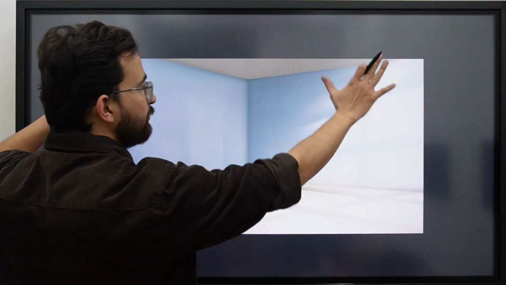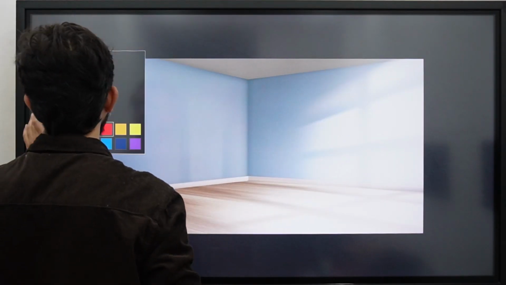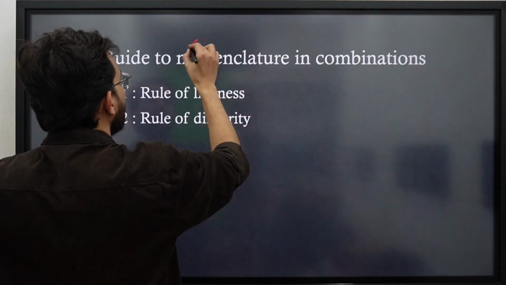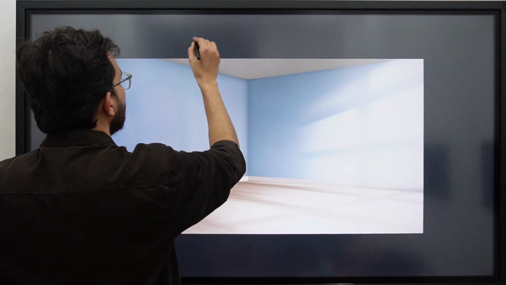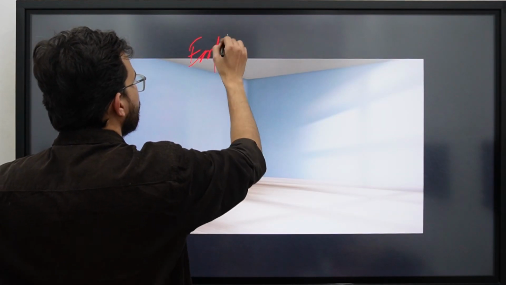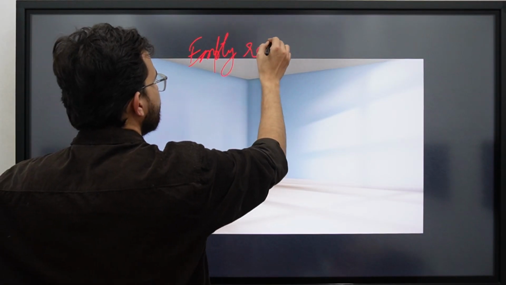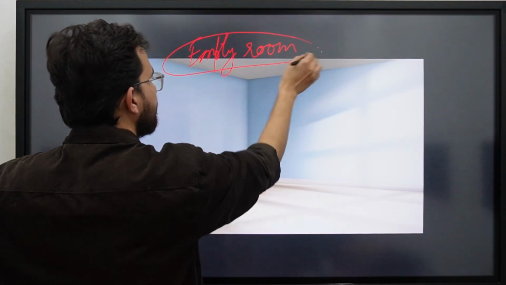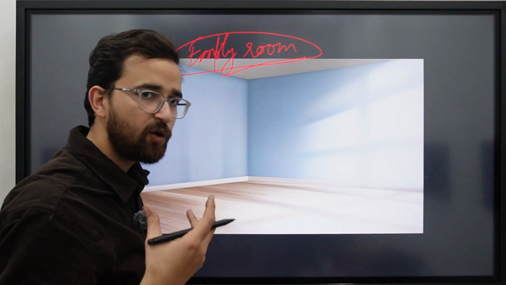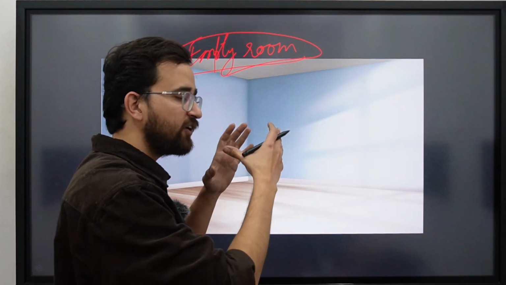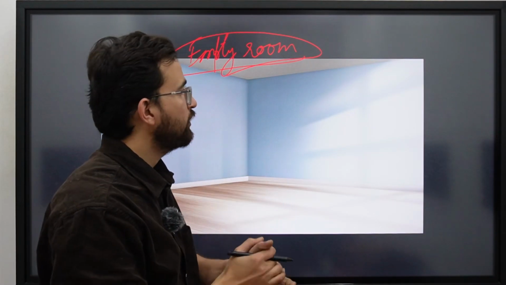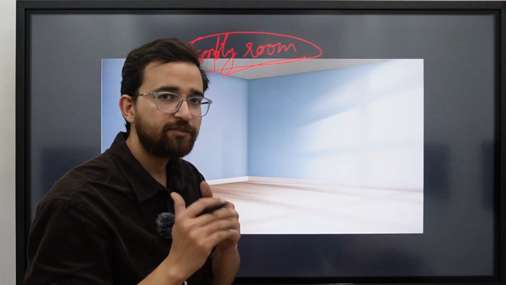Now this is an empty room. Why do I have this image? This is the image of an empty room. A lot of crystallography is imagination. You have to imagine a lot of things to be able to figure out what is going on. This empty room will help us in imagining.